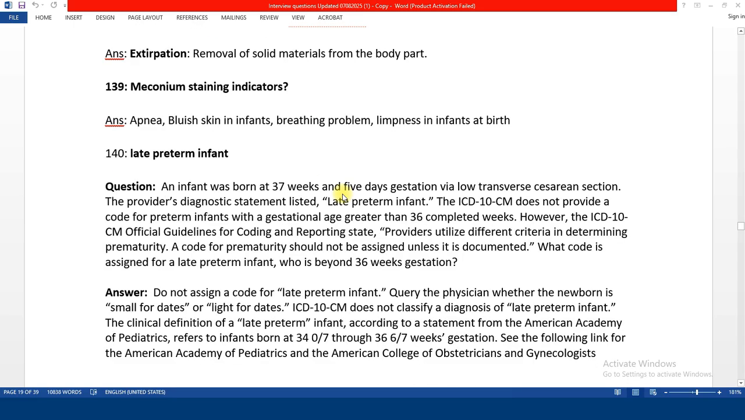Next one, meconium staining indicators. Apnea, bluish skin in infants, breathing problems, limpness in infants at birth. Basically, these are the symptoms of meconium staining. If you see these symptoms in the infant, you need to consider that the patient has meconium staining.